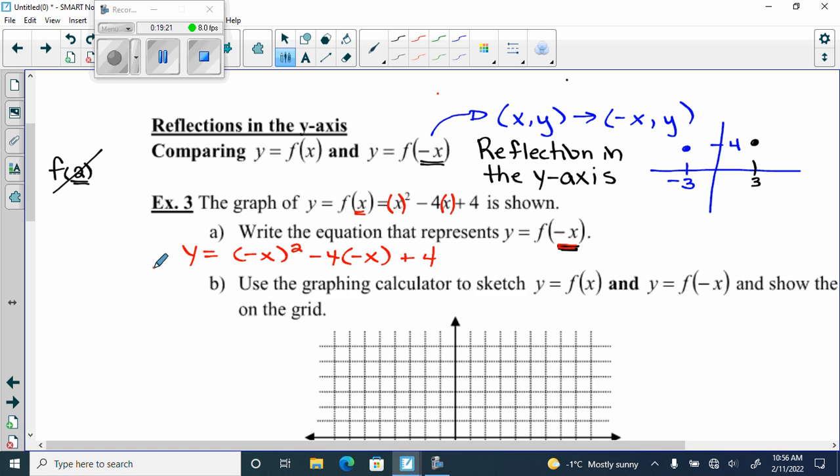Now if I take negative x and I square it, what do I get? Negative x squared? Nope. x squared. Because it's negative 1 squared, which is positive 1, and then x squared. And then minus 4 times minus x is positive 4x plus 4. So we have the first graph, x squared minus 4x plus 4.